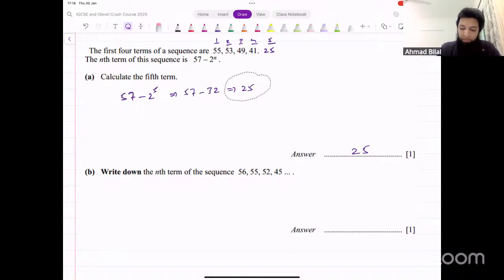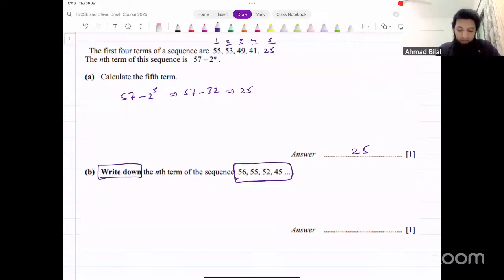But now in the second part, they've given you another sequence, and they're asking you to write down the nth term of the sequence. You see, the emphasis is on write down. That means you should not really have to do much calculation to be able to figure this out. You should be able to write this down directly somehow. Now, how can we do that?